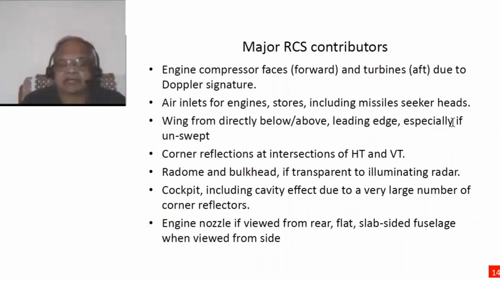Cockpit, including cavity effect. When the RF comes in, the glass panel in front of the pilot, of course the radio waves go through, but then they act like a cavity inside the pilot's cabin, and the cavity can amplify it and send everything back again. And engine nozzles, as I said, if viewed from the rear, and flat slab-sided fuselage when viewed from the side. So these are possible areas where one can try and make some modification to reduce radar cross sections.